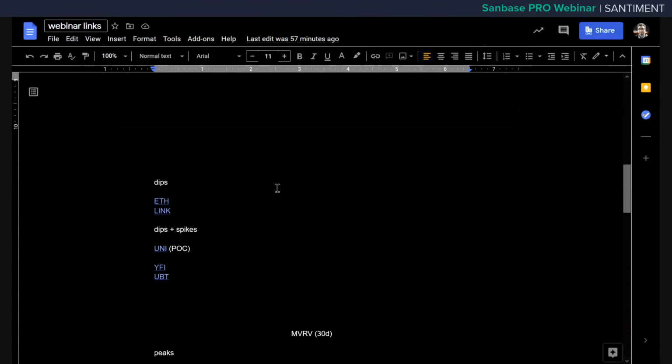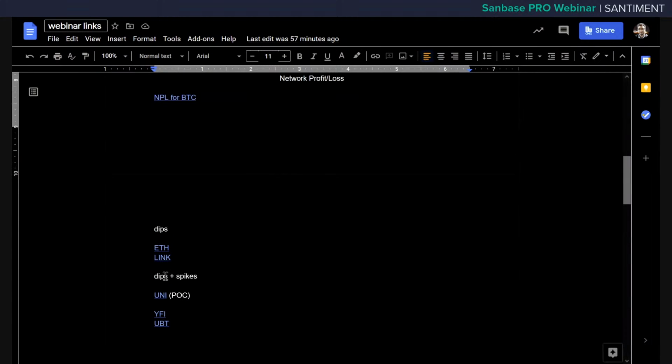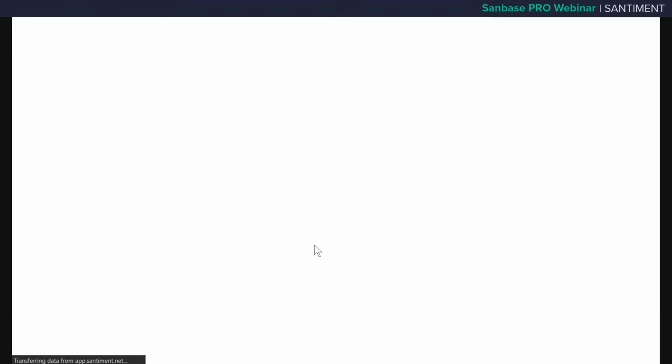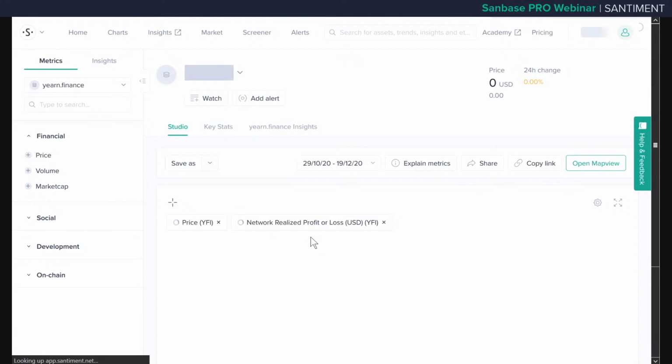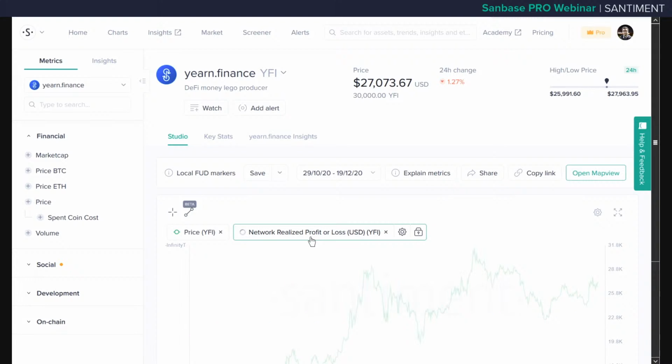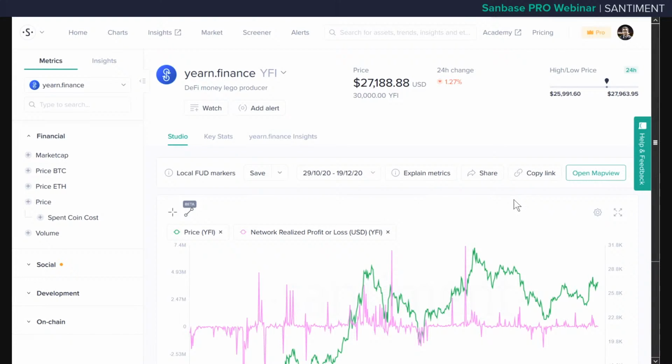Now, like I said, network profit loss seems to work very well for things like Bitcoin. We have also seen interesting patterns, at least for network profit loss, for altcoins like IFI, let's see.